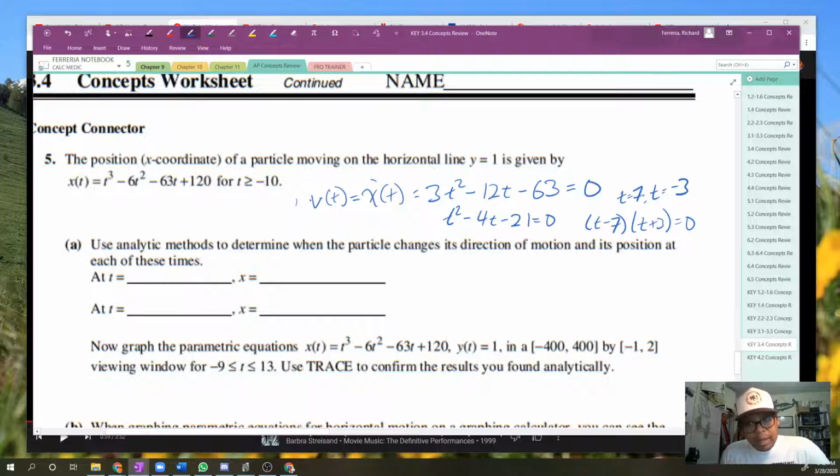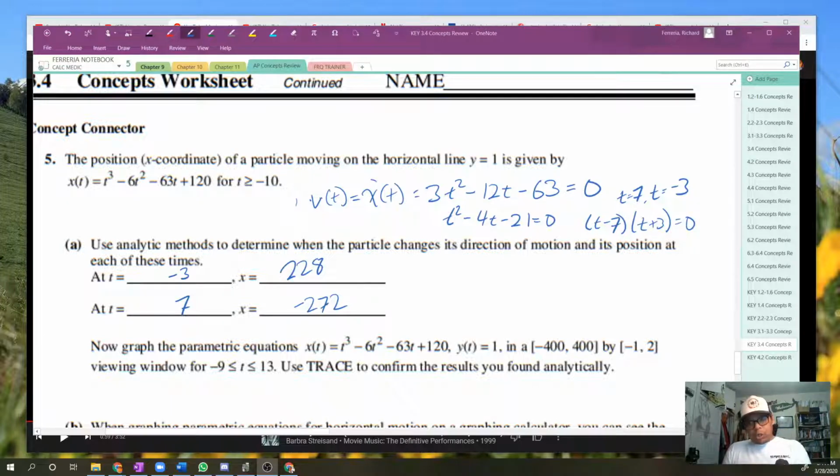Do any of those clash with our domain? I'm seeing t has to be greater than negative 10. Both of those values are greater than negative 10. So we're just going to put them down here: negative 3 and t equals 7. What is the x-coordinate at those? Just go ahead and calculate those, and I won't bore you with my calculations. Presto.